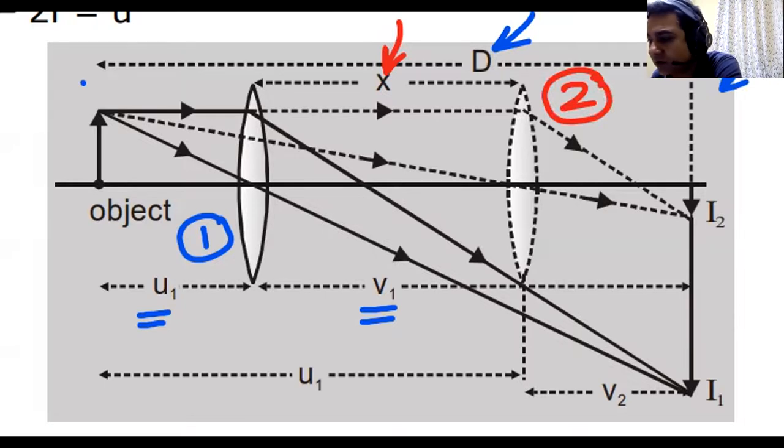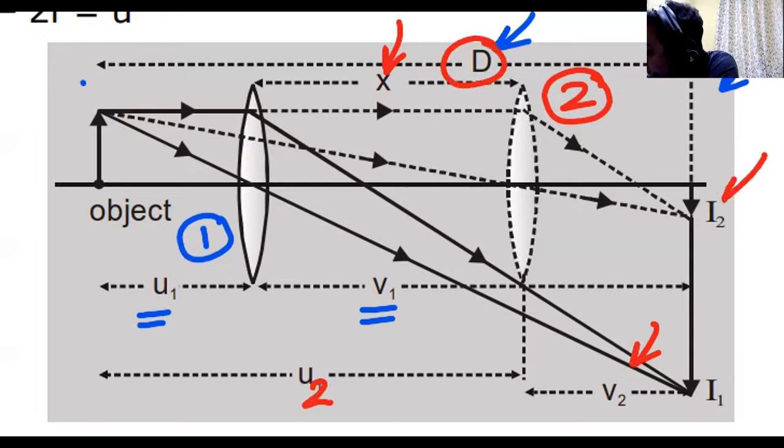Yes or no? Yes, sir. Here, the object distance is U2 and the distance of image is V2. But again, the distance between the object and the image is the same, D. I have not shifted that. I've only shifted the lens. Do we understand this? Yes, sir.